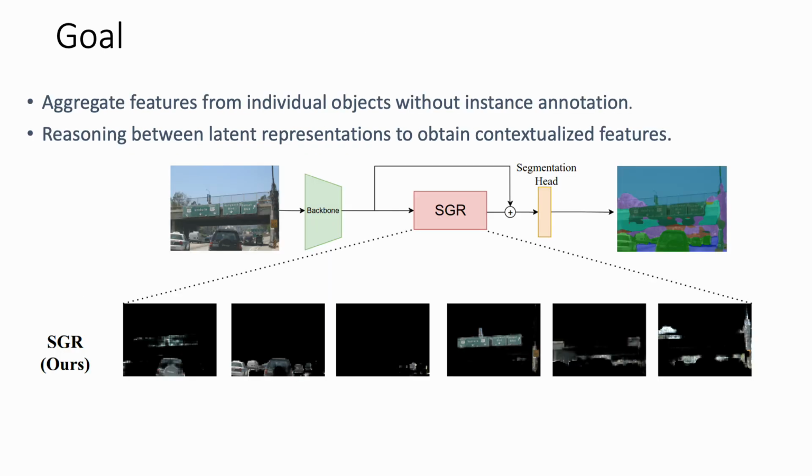So the goal of this work is to design a component which we call SGR that aggregates features into latent tokens in an object-centric manner, such that features belonging to a particular instance of an object, like here a particular instance of a car, get aggregated into a token. And we want to do this without using any additional instance annotation. And once we obtain the semantically meaningful latent representations, we want to globally reason between them so that we end up getting better contextualized features, which we hypothesize would help us in achieving better segmentation accuracy.